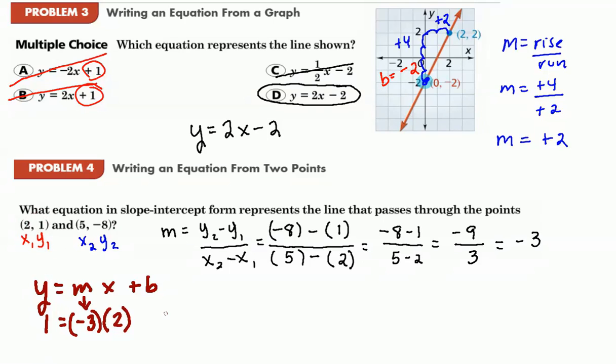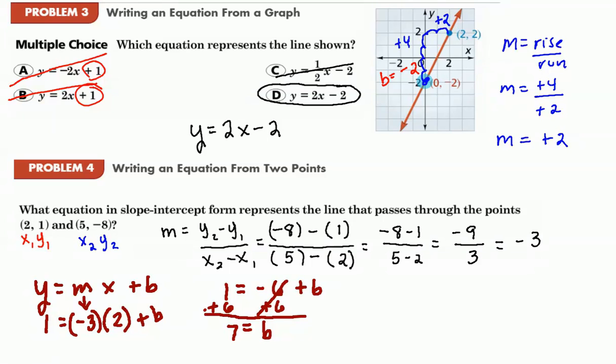So now let's go ahead and put down the b here, plus b. And now we can solve for b. So we're going to end up with 1 is going to equal negative 3 times 2, which is negative 6, plus b. So now I can solve for b. We're going to add 6 on both sides. 6 is going to cancel, and we get 7. 6 plus 1 is 7, and that's going to be our b. So b is going to equal 7.